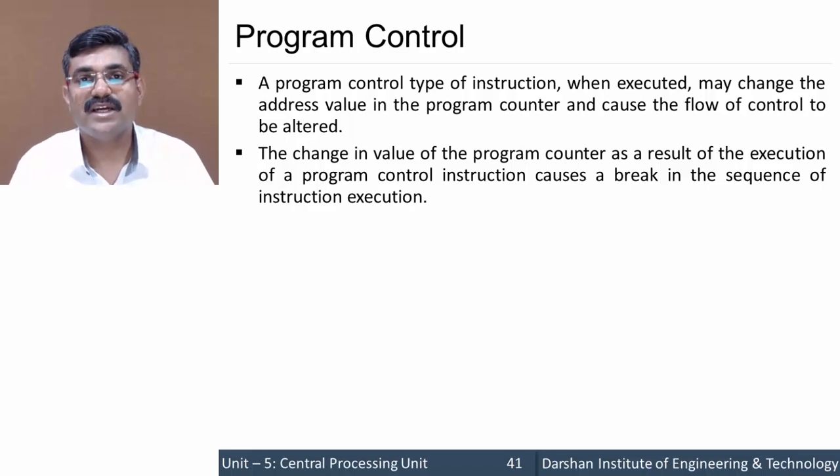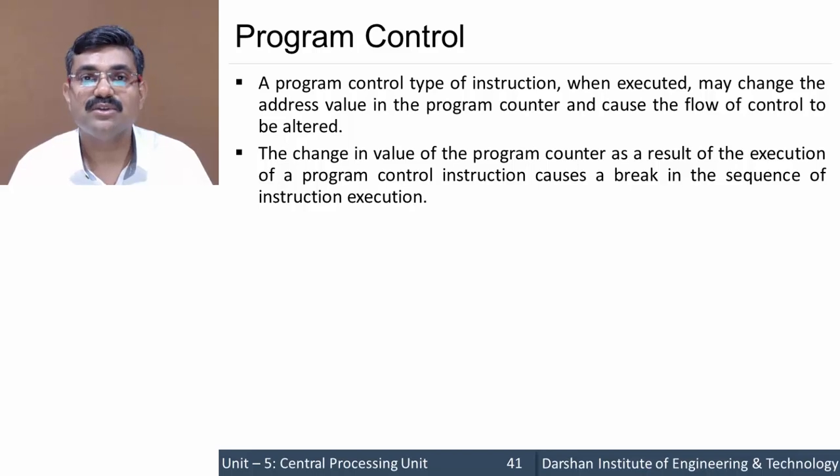That means if we have 10 lines of program, and we start with the first line, second line, and on the third line we have a certain program control instruction written, then we are supposed to change the program counter. That means instead of going from line number 3 to line number 4, we go directly to line number 6. So that is the change in the sequence of the program.